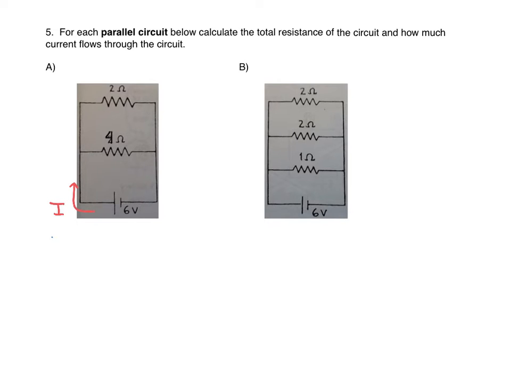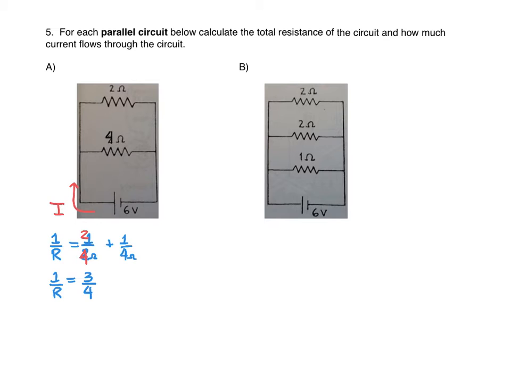So for parallel, recall it's inverses. So 1 over R parallel is going to be 1 over, in this case, 2 ohms plus 1 over 4 ohms. So 1/4 plus 1/2, let's make a common denominator. So I have to multiply this by 2, so that's going to make this 2/4. So that'll make that 3/4, which is not the final answer because that's equal to 1 over R.